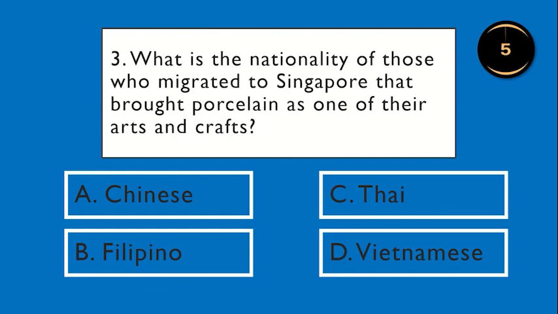Let's have number 3. What is the nationality of those who migrated to Singapore that brought porcelain as one of their arts and crafts? Is it Chinese, Filipino, Thai, or Vietnamese? You have 5 seconds. Time is up, and your answer is, that is Chinese. Shall we proceed with number 4?